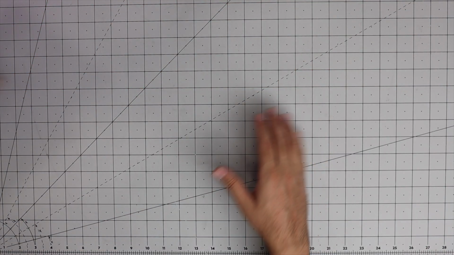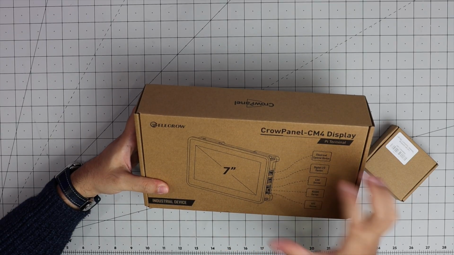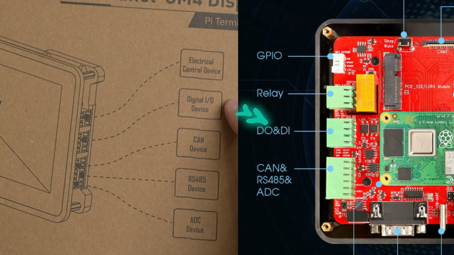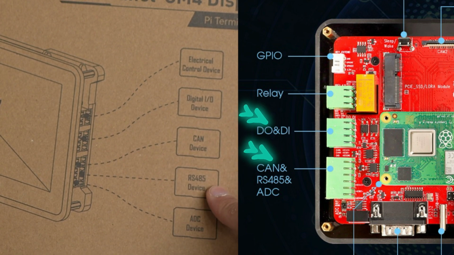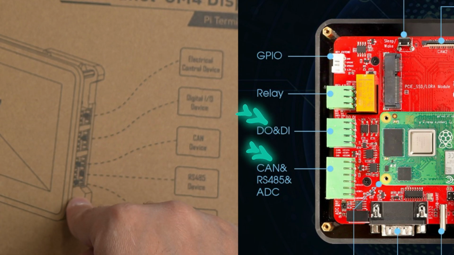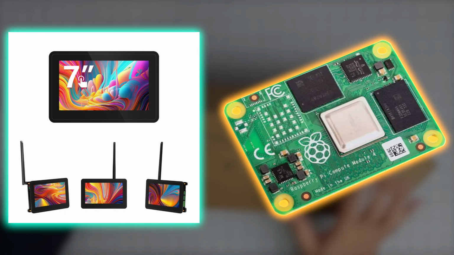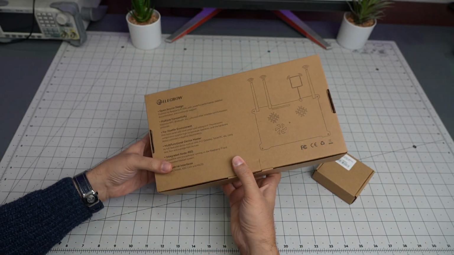Basically, let me show you what I'm talking about. This is the Elecrow Panel CM4 display. It's a compact display that comes with digital I/O, CAN, RS485, ADC, electrical device control, whatever. So there are a lot of ports, a 7-inch screen, and you can power it with a CM4. So before all that, let me see if there's anything else in here.